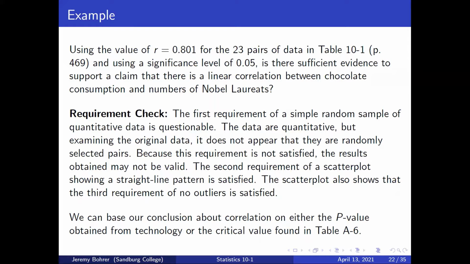The second requirement of a scatter plot showing a straight line pattern is satisfied. The scatter plot also shows that the third requirement of no outliers is satisfied. We can base our conclusion about correlation on either the p-value obtained from technology or the critical value found in Table A-6.